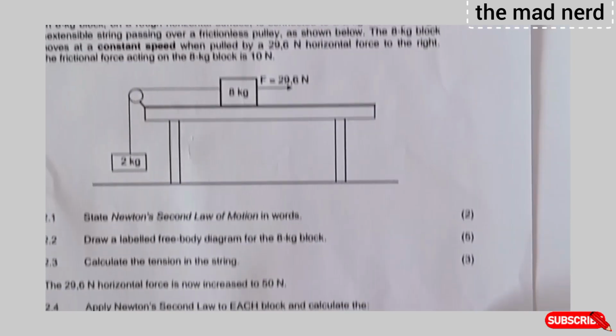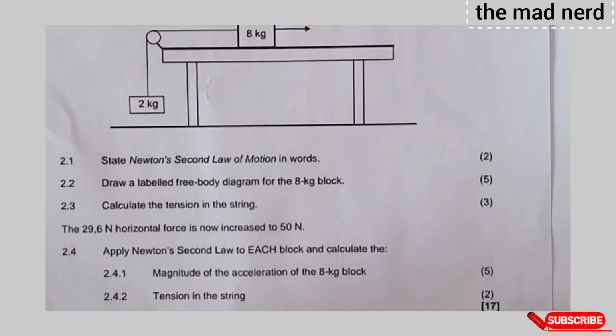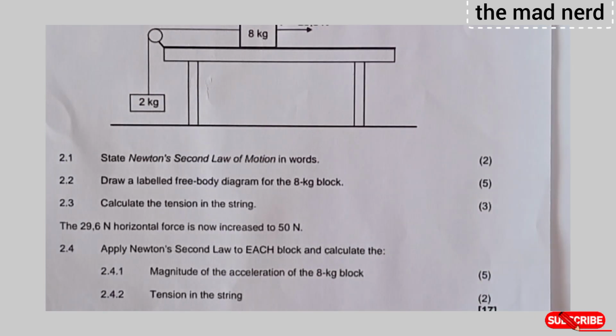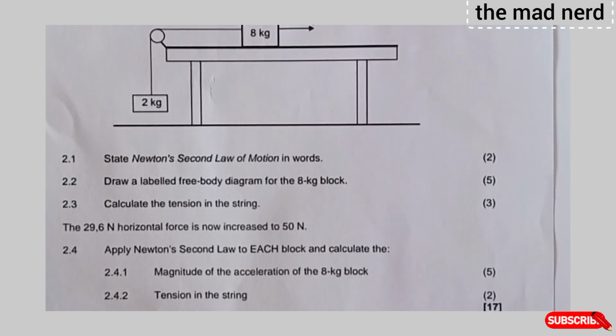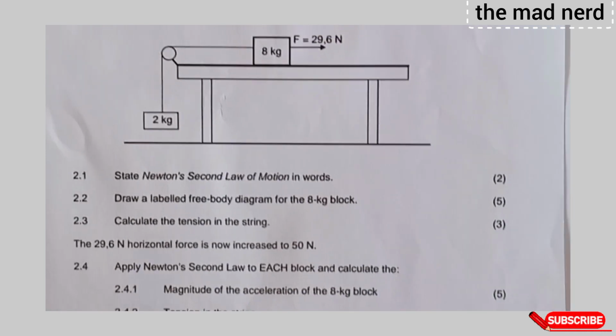And then now let's see what they say. They say apply Newton's second law to each block and calculate the magnitude of the acceleration of the 8 kg block. So it means that we are calculating the acceleration of the system. Let's get into it.